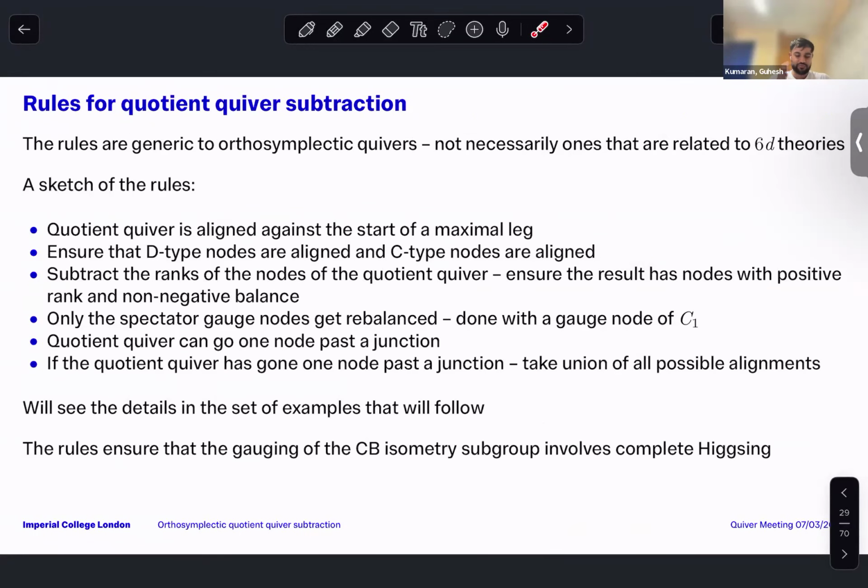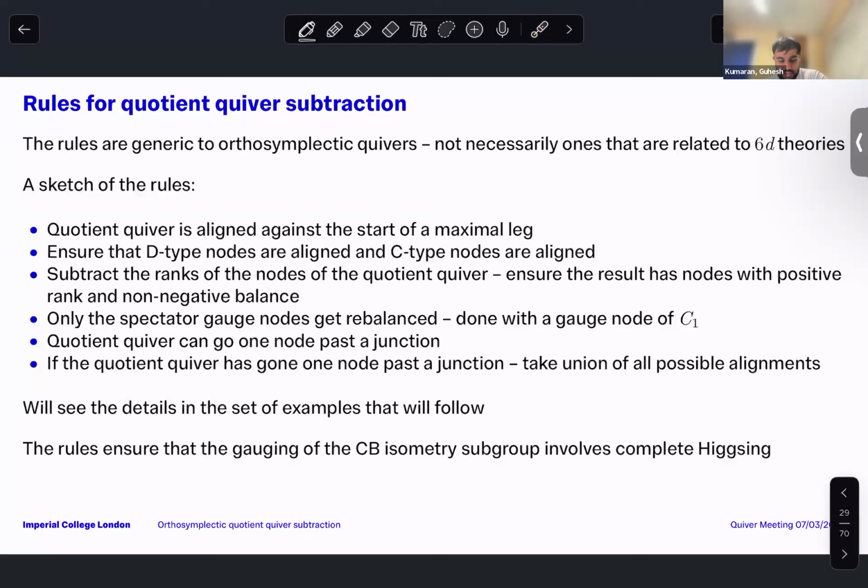Right, I've written the rules down, and it's not because I want you to read them. It's just to show that we have systematized it, and it does apply generally to 3D N=4 theories. So there is a maximal leg like we saw before. So that's the thing that you subtract off.